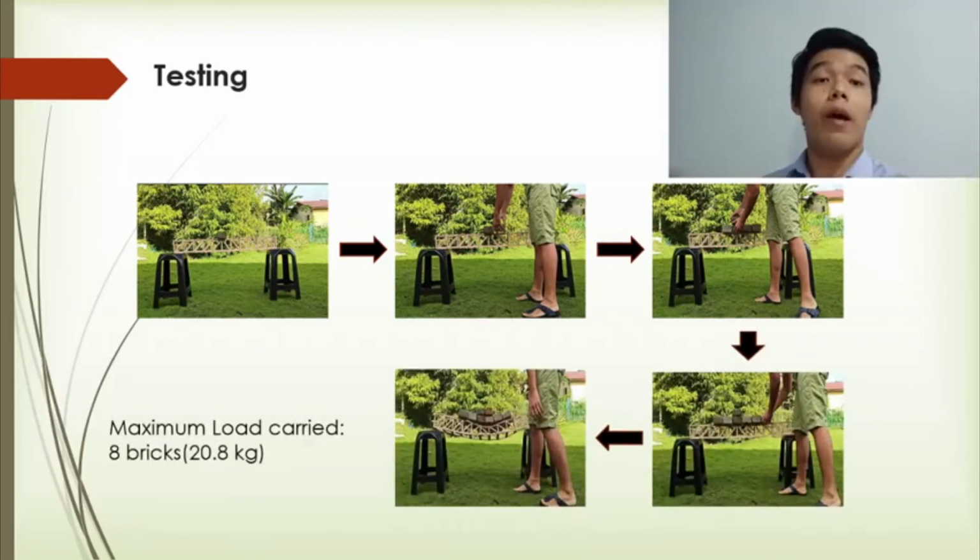After creating my bridge model, I proceed to the testing process. I put the bricks at the middle of the bridge and increase the mass of bricks gradually, and finally at the 8th brick, my bridge undergoes deformation and collapses. So my bridge can carry a maximum of around 8 bricks, which is around 20.8 kilograms.